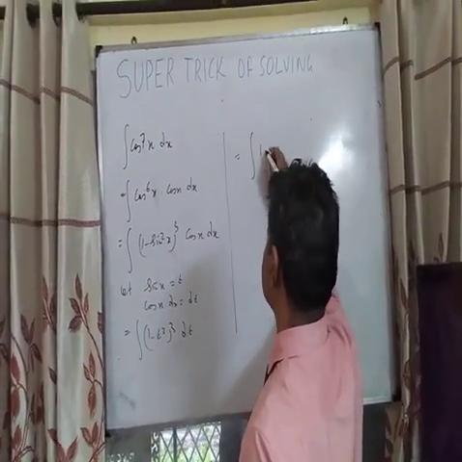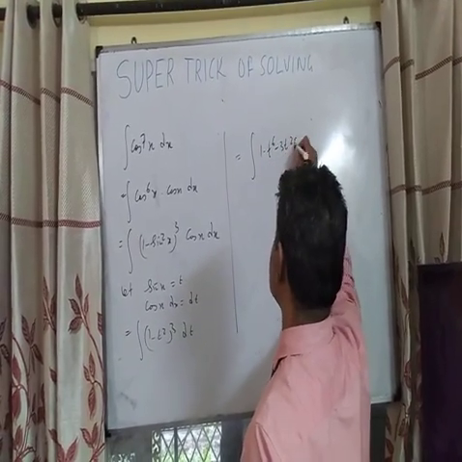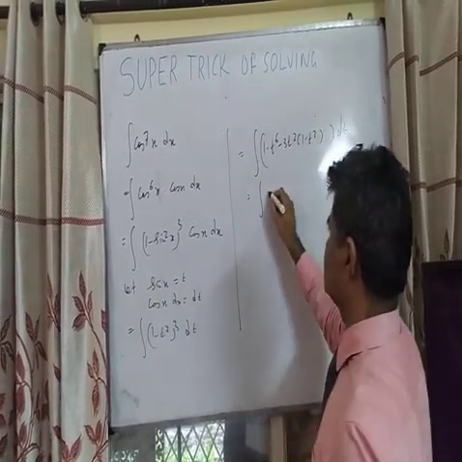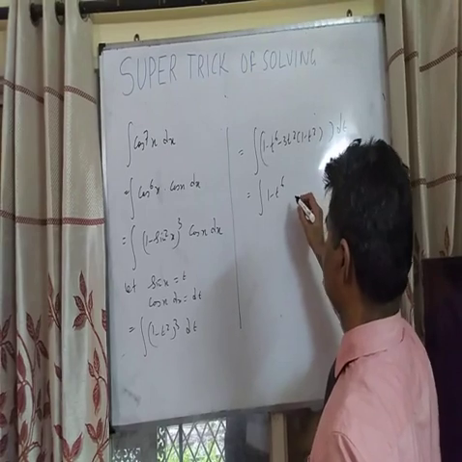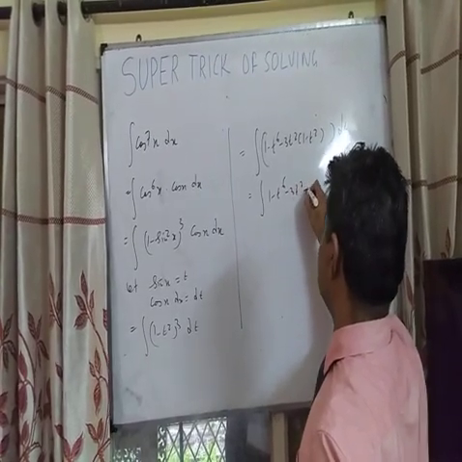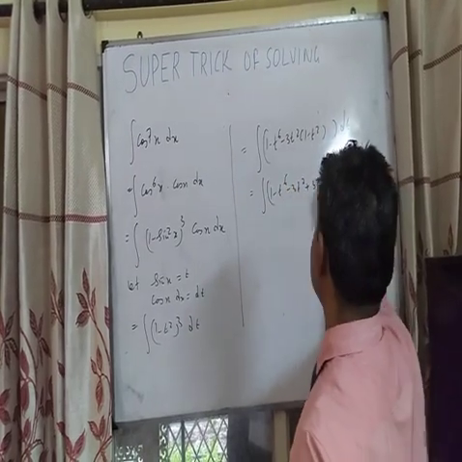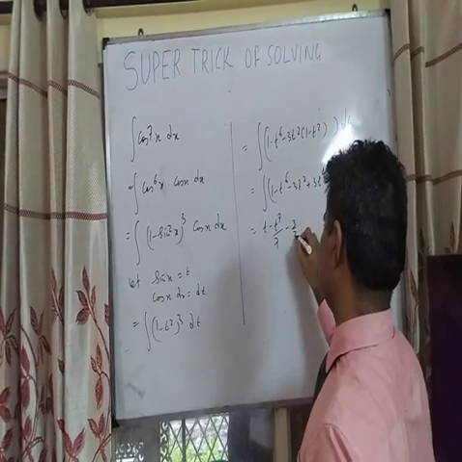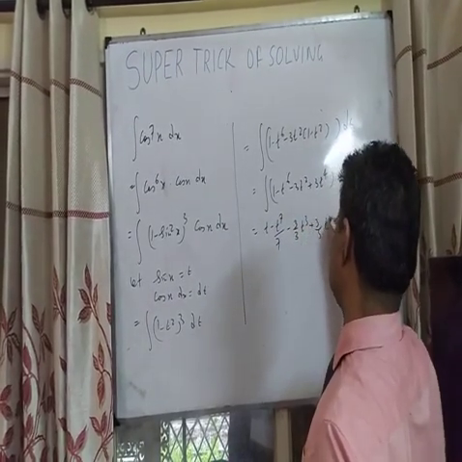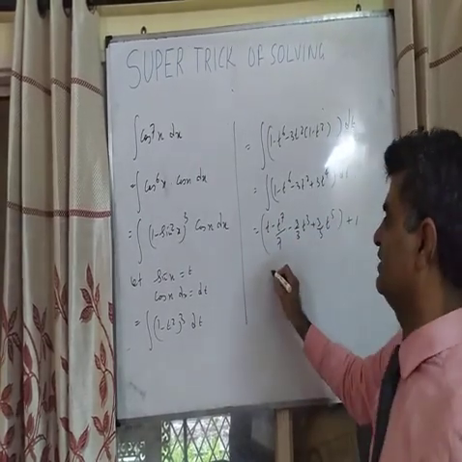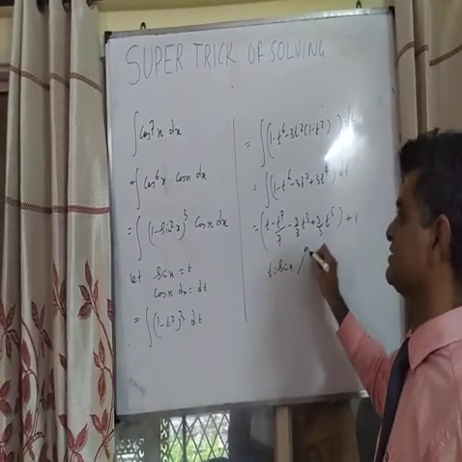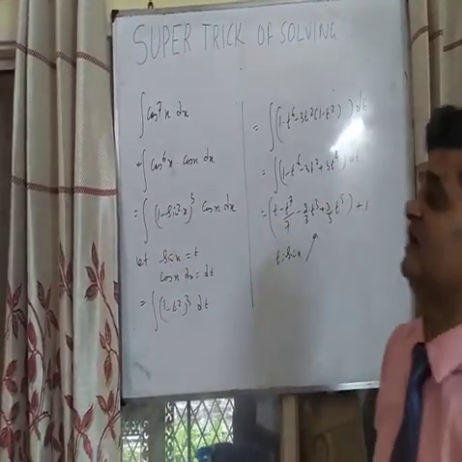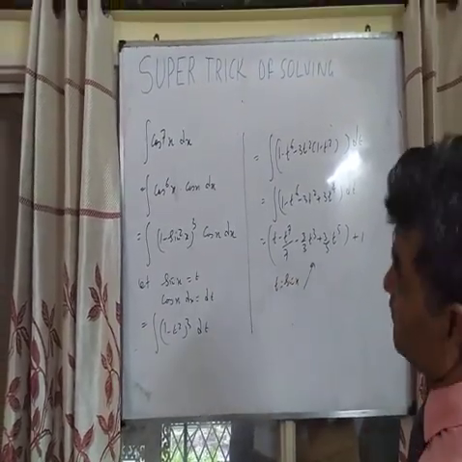1 minus t to the power 6 minus 3t square into 1 minus t square dt. So this is 1 minus t to the power 6 minus 3t square plus 3t to the power 4 dt. So it is t minus t to the power 7 upon 7 minus 3 upon 3 t cube plus 3 upon 5 t to the power 5 plus c. Now put the value of t equal to sin x here. So you can see how we are separating it and substituting the value of sin x. This is a unique method to solve this kind of question. Now moving to the next question.